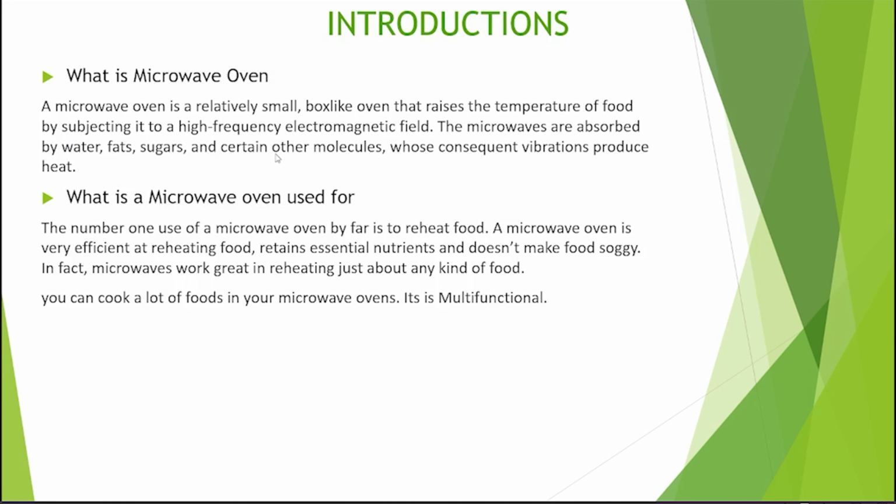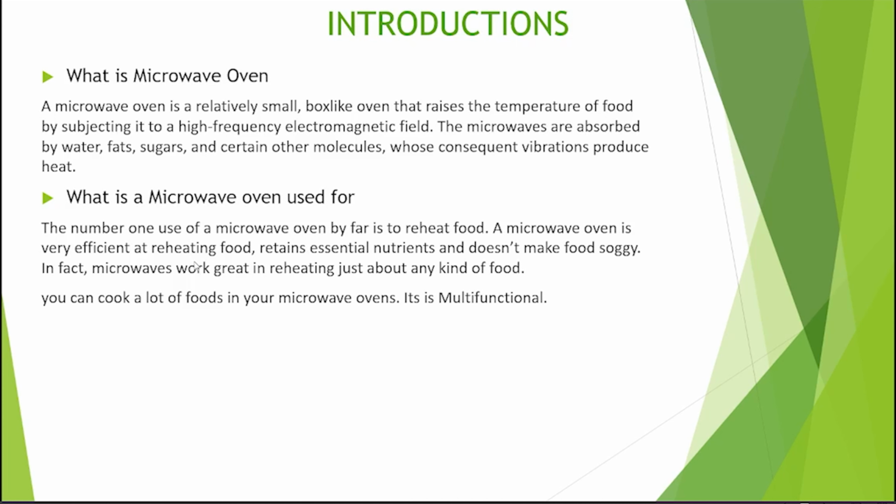So, introduction. What is a microwave oven? A microwave oven is a relatively small box-like oven that raises the temperature of food by subjecting it to high-frequency electromagnetic waves. The microwaves are absorbed by water, fats, sugar, and certain other molecules. Vibration produces heat. In simple terms, it is an electric oven that heats and cooks food by exposing it to electromagnetic radiation.